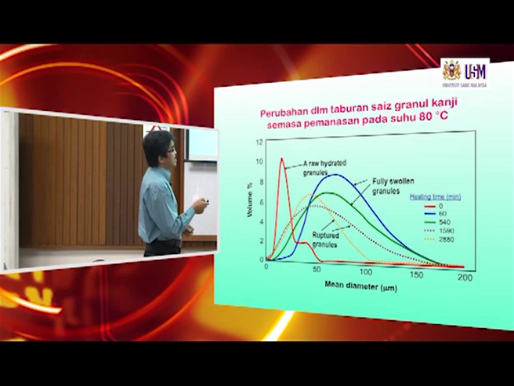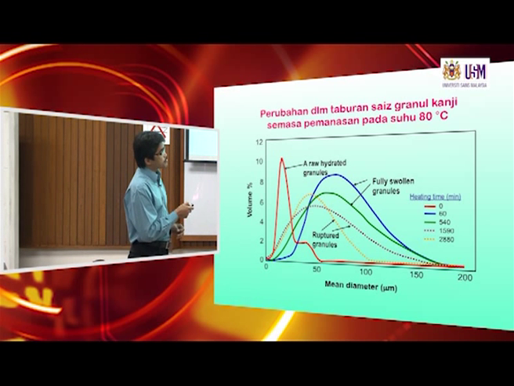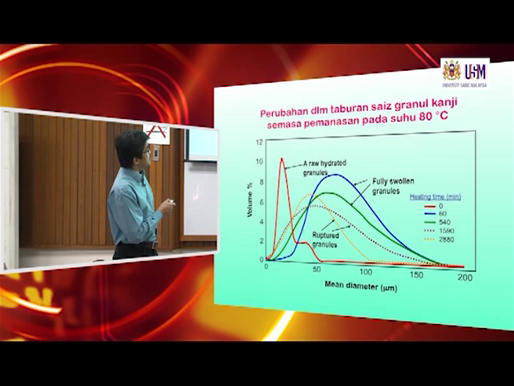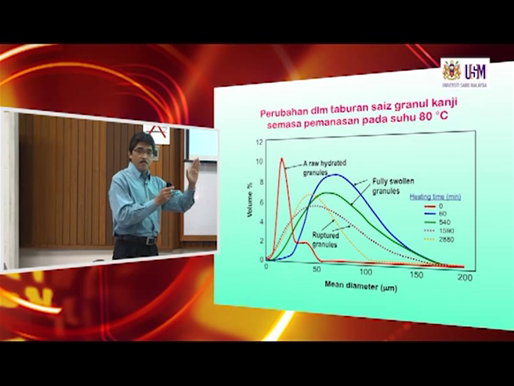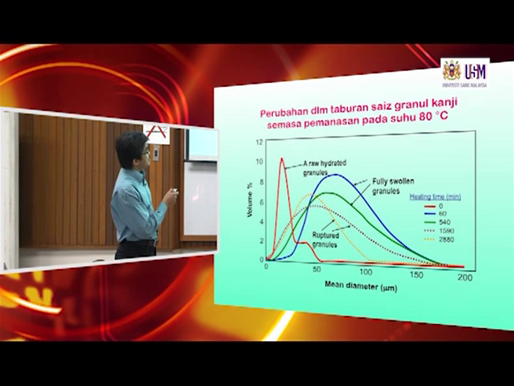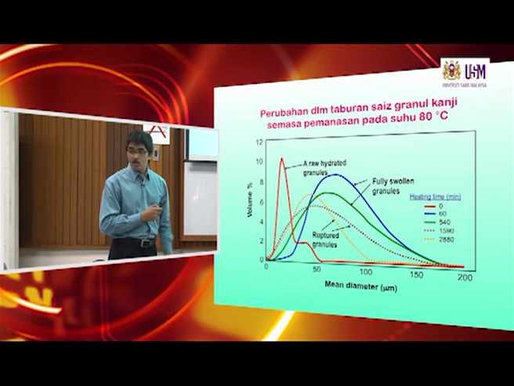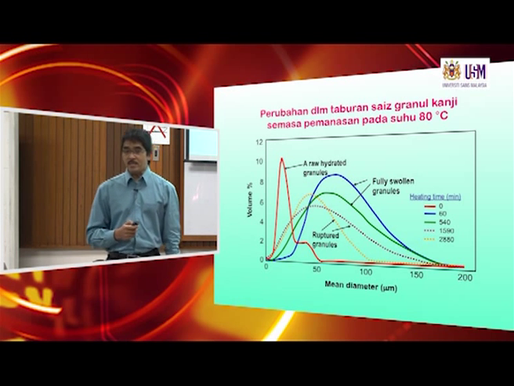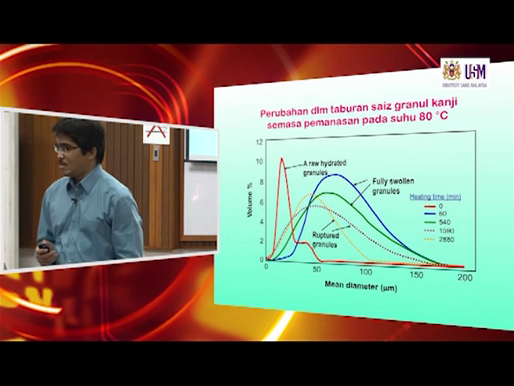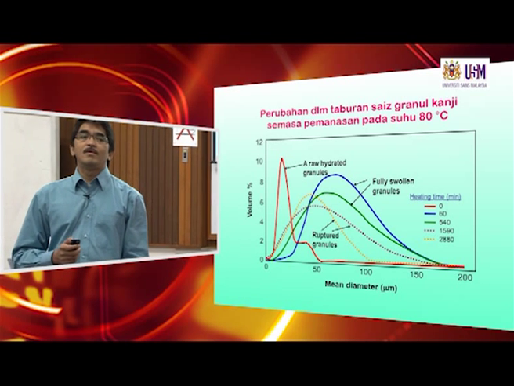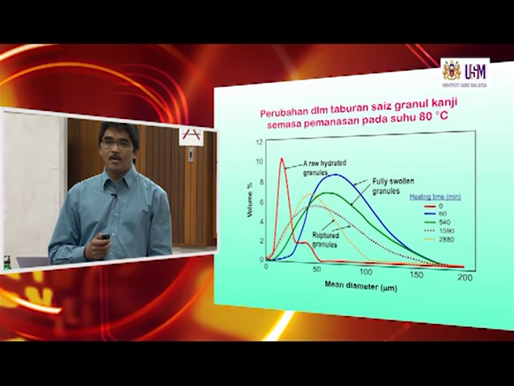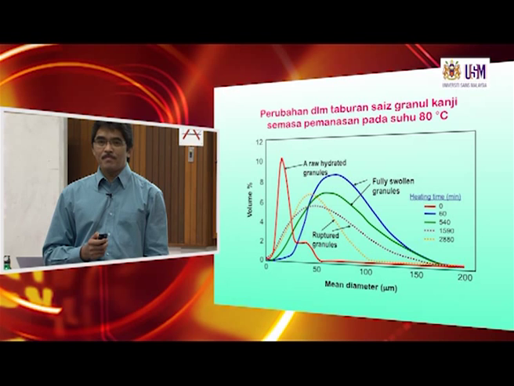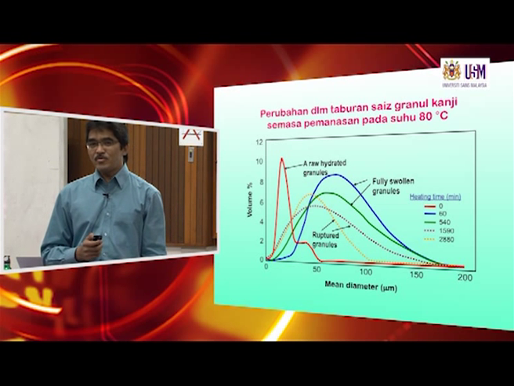And now we increase the heating time to longer, to 540 minutes. Now we can see the green line, instead of shifting further to the right, it shifts slightly back to the left. And the height, which represents the total volume, is slightly lower than the blue line. What does that mean? What does that indicate? Xiao Hong? Yeah, exactly. But you don't say it with confidence.